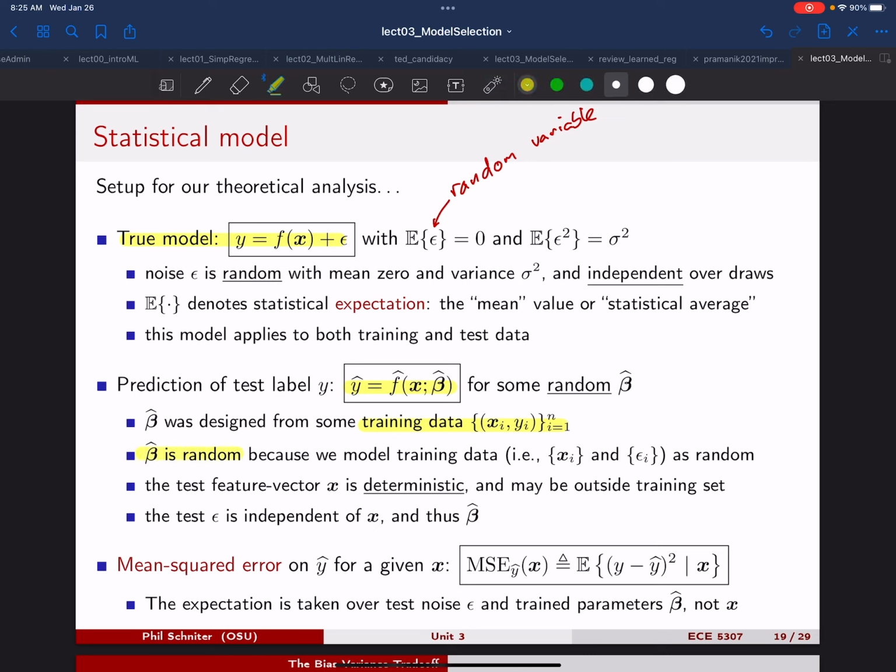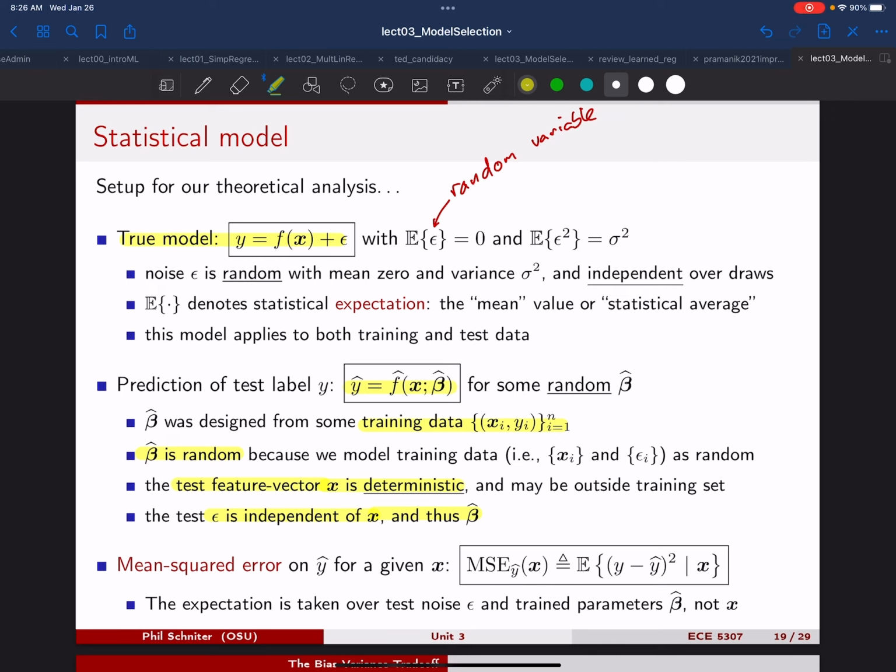Okay. For my analysis, though, I'm going to treat x, the test feature vector, as deterministic, and we'll see why. I want to test what happens when x is this value and this value and this value. I want to see what happens as I change x. So I'm going to treat x as deterministic. But I do need to make sure that my test error, epsilon, is independent of however I choose x, and thus it will be independent of beta hat as well.